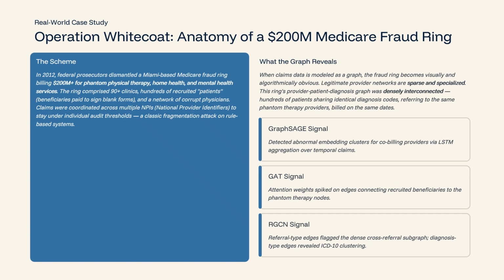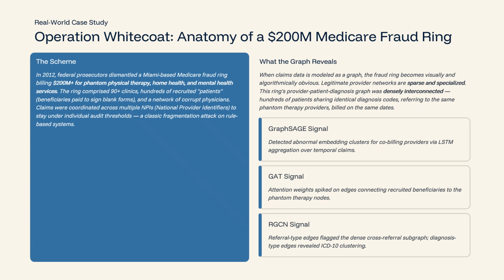Let's make all of this concrete. The 2012 Miami Medicare fraud bust. $200 million, 90 clinics, hundreds of recruited patients paid to sign blank treatment forms for phantom services. The ring was engineered to evade rule-based detection. Claims were fragmented across multiple NPIs so that no single provider crossed an audit threshold. Each clinic looked clean in isolation. The fraud only becomes visible at the network level. This is the case for why graph modeling is non-negotiable for organized fraud.